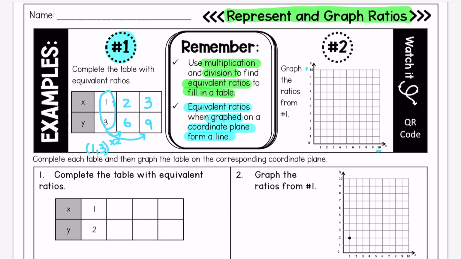So when I go over to number 2, here on the right, where I'm going to be plotting these points, I'm going to plot the point over 1 on the x and up to 3. And I'm going to put a dot there. Then I'm going to graph the next one, 2, 6. The 2, then the 6. X, then y. 2, and then up to 6. And then I'll graph the third one, which is 3, 9.